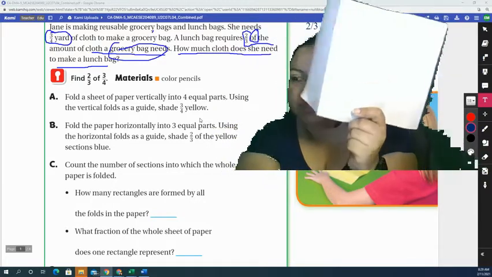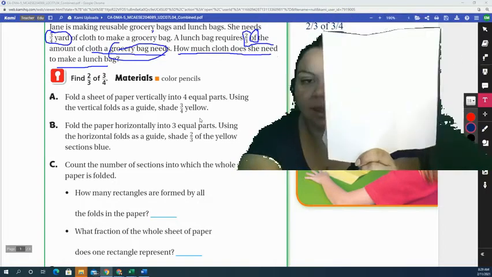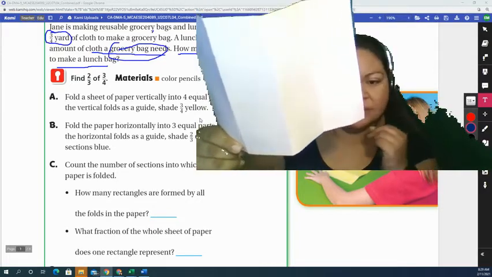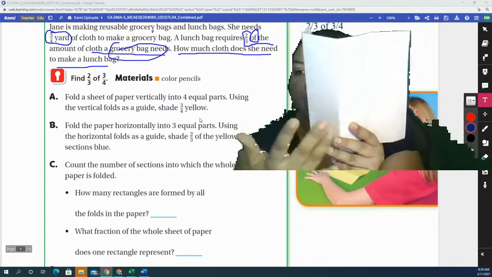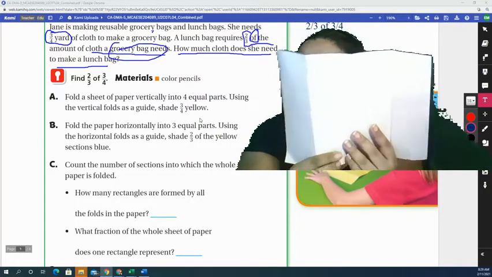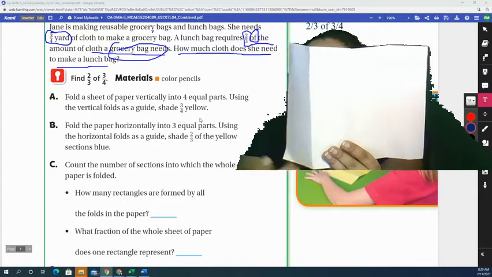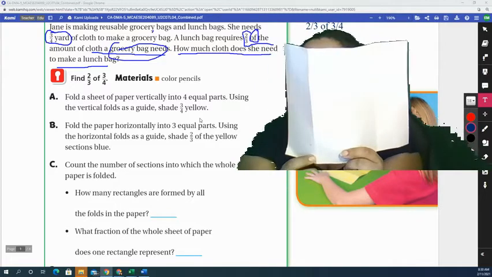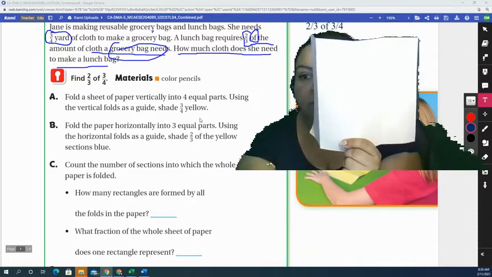I'm going to ask to see this model in class. So make sure you're doing it, okay? Because I will ask you to show me this model during class, okay? All right. So I have 4 parts, okay? And if I have 4 parts, that means that I'm doing the fraction 3/4. I will shade 3 of these sections to show 3/4.